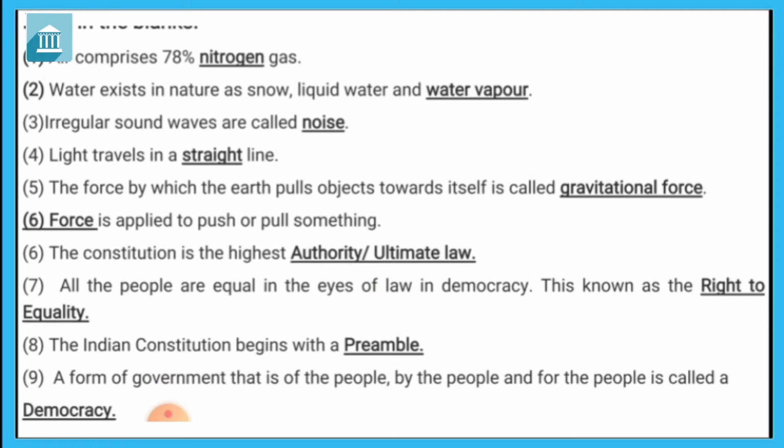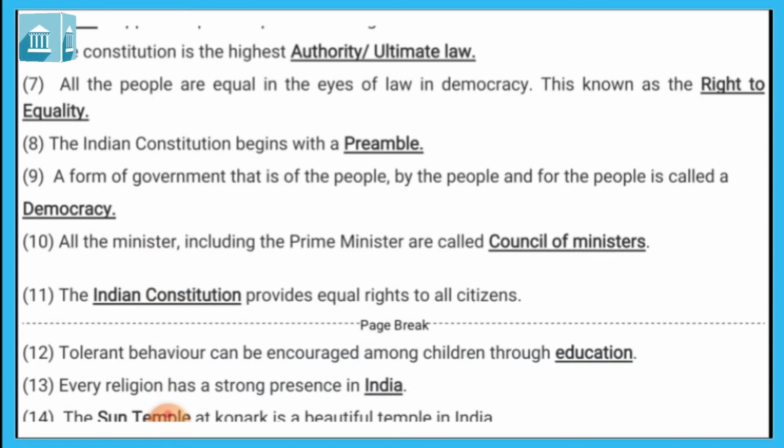7th, all the people are equal in the eyes of law or in democracy. So what is democracy? It is for the people, by the people and of the people. That is called democracy. India is a democratic country. That's why all the people have the same rights. So all the people are equal in the eyes of the law of democracy. This is known as the right to equality. This right is mentioned in our Constitution.